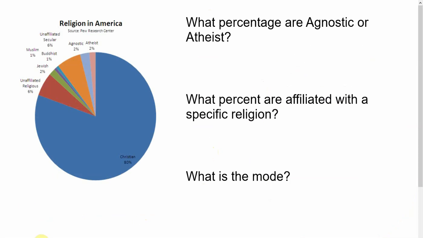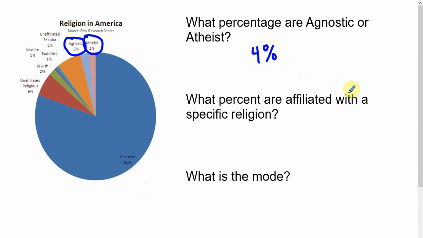All right, so just to answer a couple of basic questions, if you're presented with a pie chart, you want to be able to know that you can interpret this. So what percentage are agnostic or atheist? So here's agnostic, 2%, here's atheist, 2%, those two wedges. And so we would say 4% are either agnostic or atheist. Just add them together.